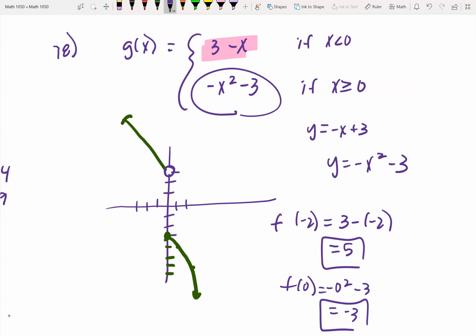19. Oh, I'm tired. Okay, 19. Absolute value inequality. Step number 1, get your absolute value alone.